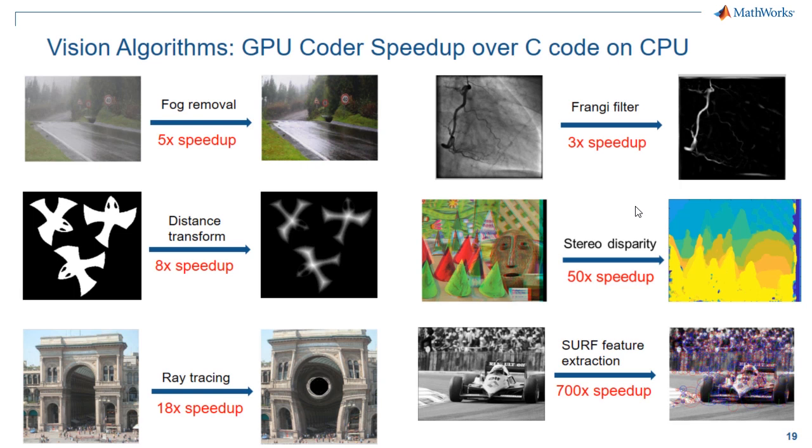So we took a look at vision algorithms, which a lot of our customers have asked us whether or not we would be able to boost performance with GPUs. And you can see a whole bunch of these, everything from fog removal to distance transforms, stereo disparity, and SURF feature extraction. You can see quite a bit of speed up when you run these on GPUs.